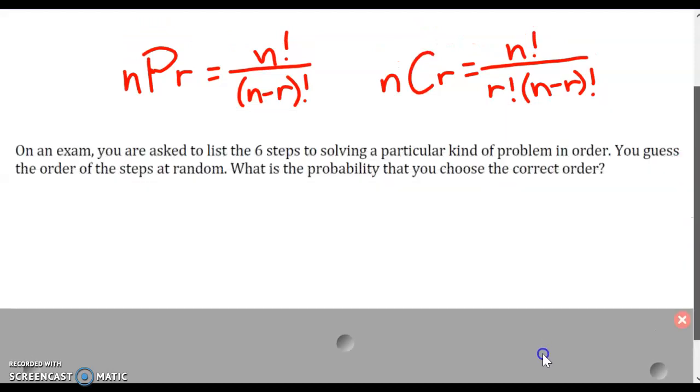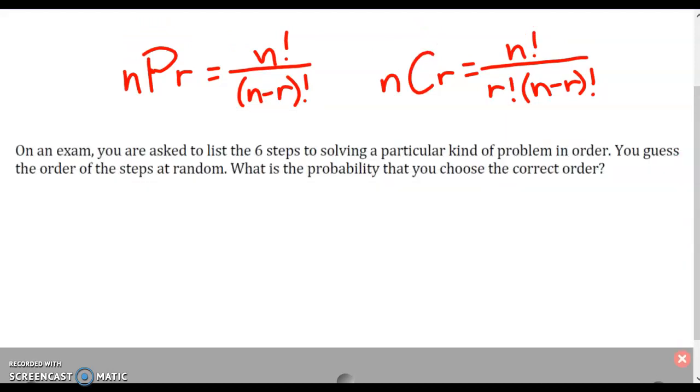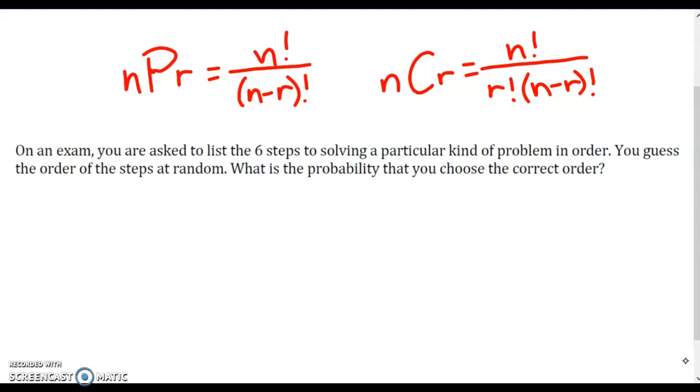So here we go. On an exam, you are asked to list the 6 steps to solve a particular kind of problem in order. Think order of operations here. You guess the order of the steps at random. What is the probability that you choose the correct order? So I need to do a couple of things here. First of all, I know that my answer is going to be a fraction. Okay? On the top, I know that there's only one way to get that correct. There's not multiple ways to get my answers correct. I need to list one certain way. So the probability would be 1 out of something.